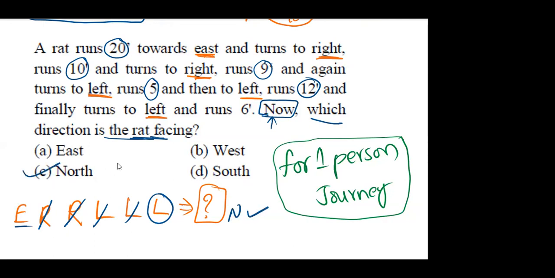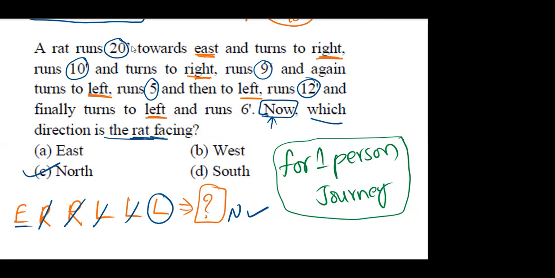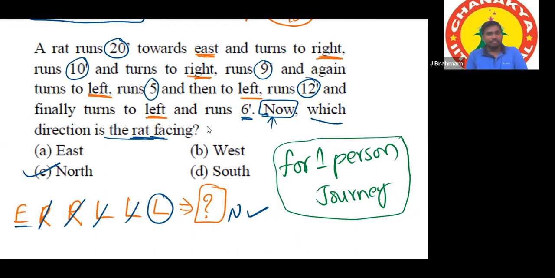Sir, but I didn't understand those numbers, sir. There's an apostrophe, an inverted comma. That inverted comma is inches. You know inches? Oh, yeah, understood, sir. Okay, is this method clear?